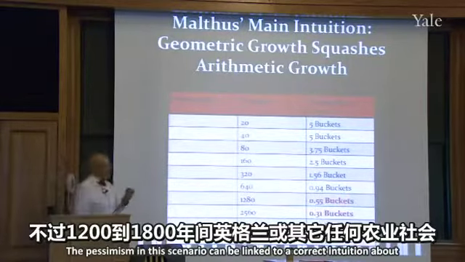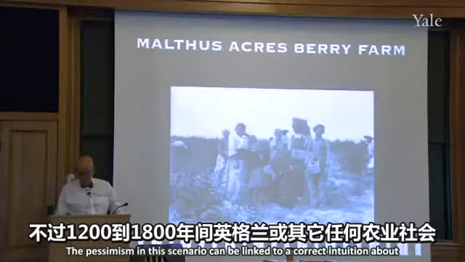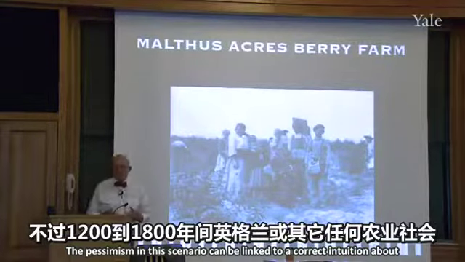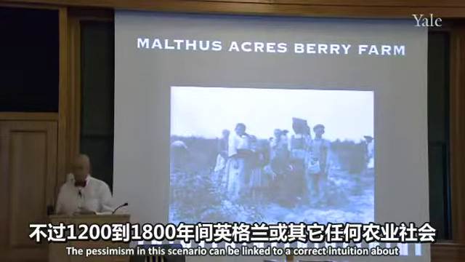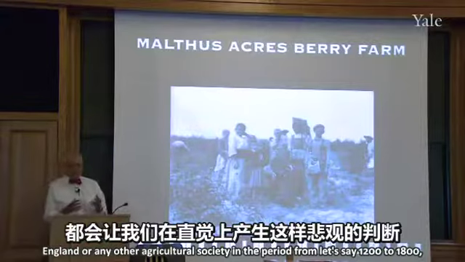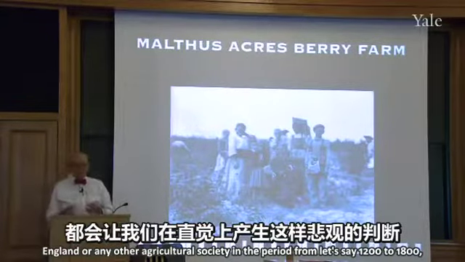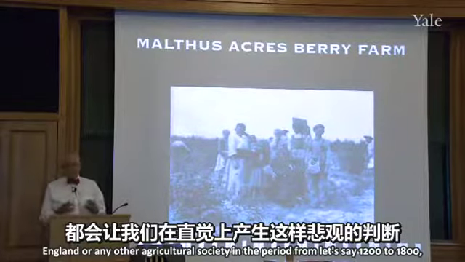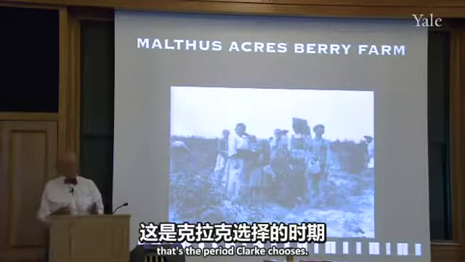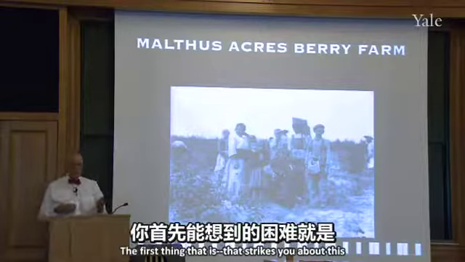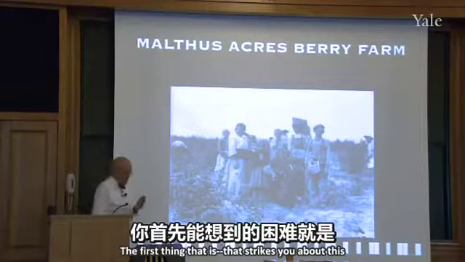The pessimism in this scenario can be linked to a correct intuition about England or any other agricultural society in the period from, let's say, 1200 to 1800. That's the period Clark chooses.